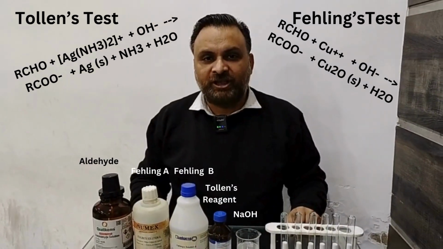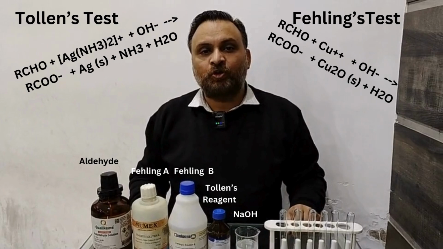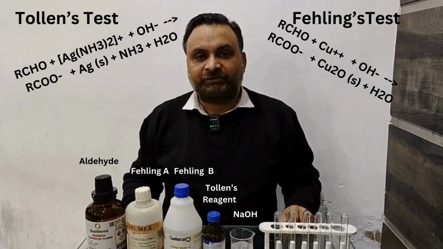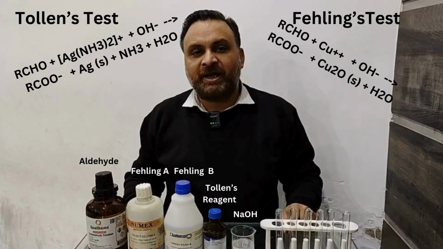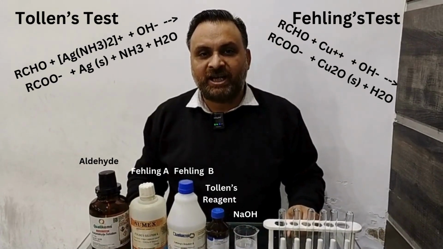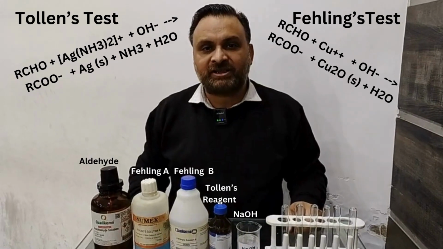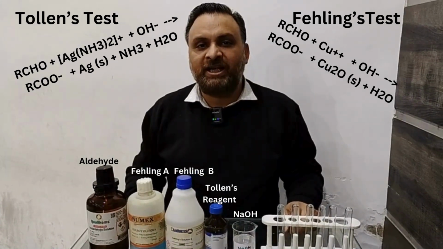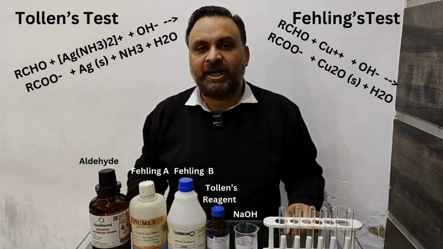Today we will perform tests of aldehydes. We have two major tests of aldehydes. First one is Tollen's test. This Tollen's test is given by all sorts of aldehydes, whether they are aliphatic, alicyclic, or aromatic. Then the second test is Fehling's test. This Fehling's test is given only by aliphatic and alicyclic aldehydes. It is not given by aromatic aldehydes.